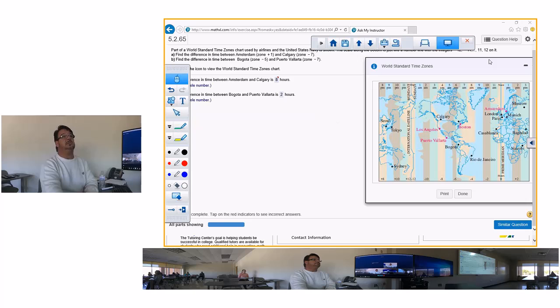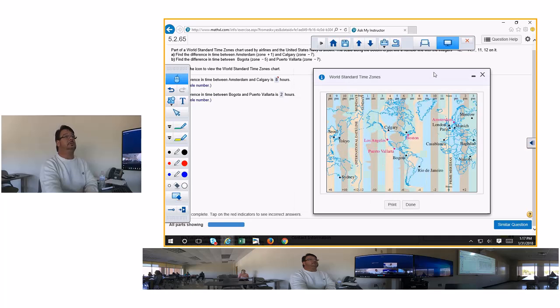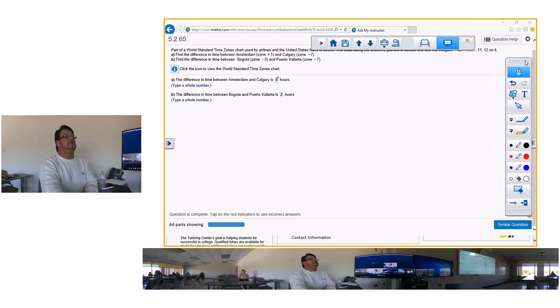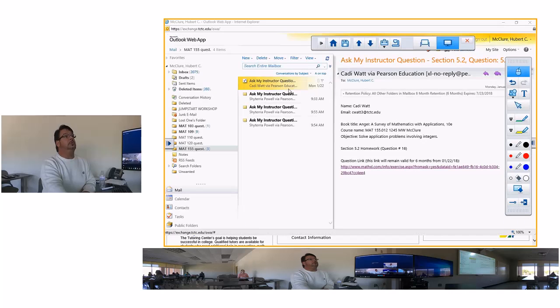I hate to see how they explain it on Help Me Solve This. I don't even want to see it. All right. Draw you a number line and count how many humps it is, and that's it. That's how you do that question. Don't read the directions. Just read this part right here. Amsterdam, Calgary, Bogota, Puerto Vallarta. That's what you read. And you find the distance on the number line between those two. Okay? So that one's gone.